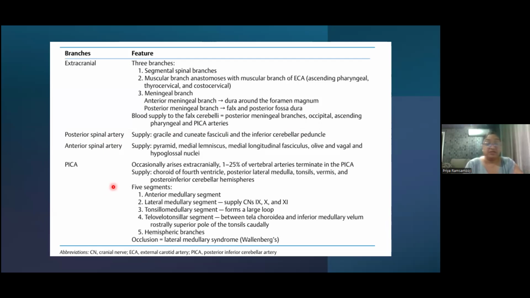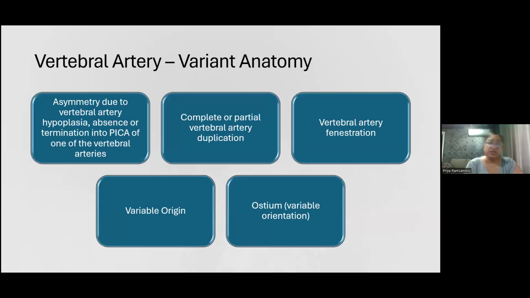There are 5 segments, and we're going to go through these in detail a little bit later. And importantly, we must remember that the strokes caused with PICA would be lateral medullary syndrome, or Wallenberg's. So just to touch on our vertebral artery and our variant anatomy, you can have asymmetry due to vertebral artery hypoplasia, absence, or termination into the PICA of one of the vertebral arteries. You can have complete or partial vertebral artery duplication, and you can have vertebral artery fenestration.